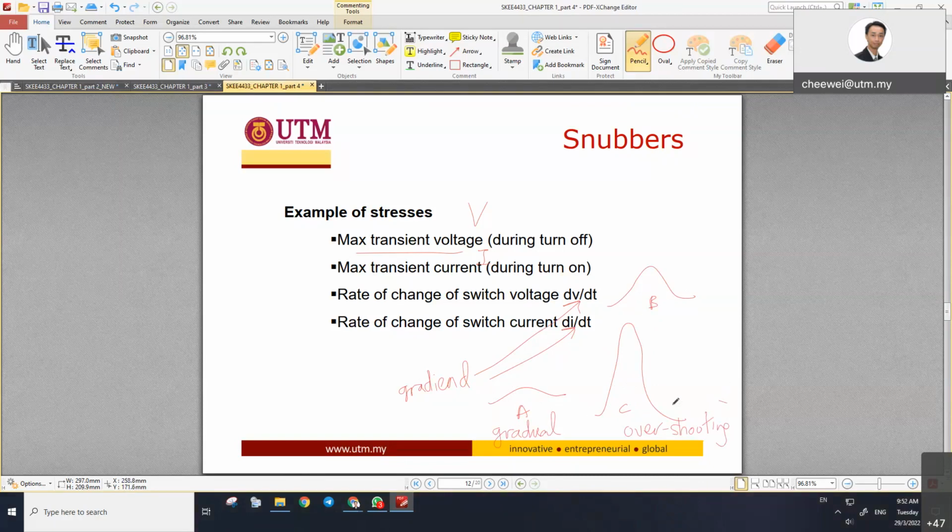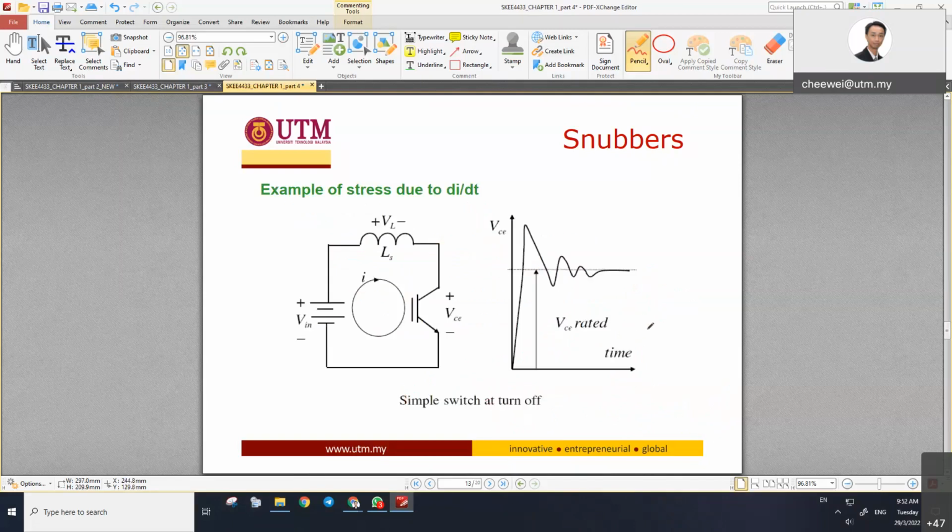Overshoot also contributes to loss, and we don't want that. It creates a lot of problems. So you see this example of a waveform here. From 0, I turn on, suddenly the voltage goes up until here, and then it rises.